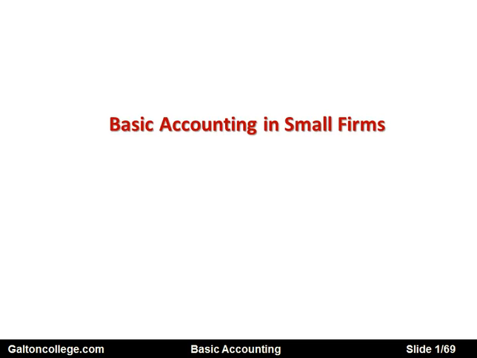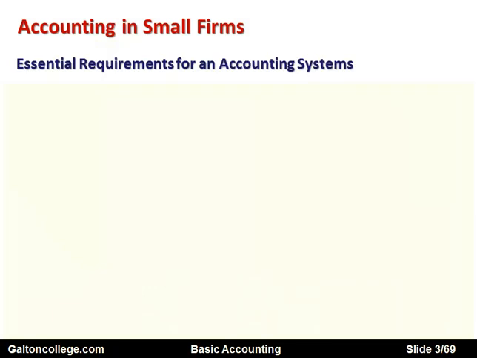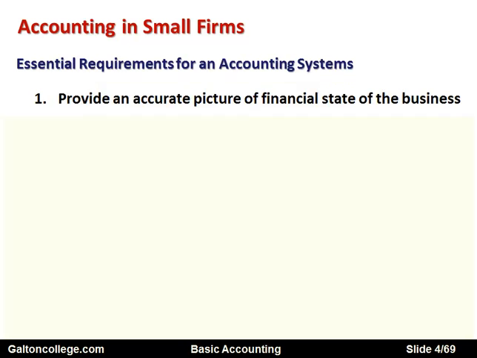In this video, we'll deal with basic accounting in small firms. Now, the essential requirements for an accounting system to start with. First of all, it must provide an accurate picture of the financial state of the business. It must present an honest picture of the financial state of the business.